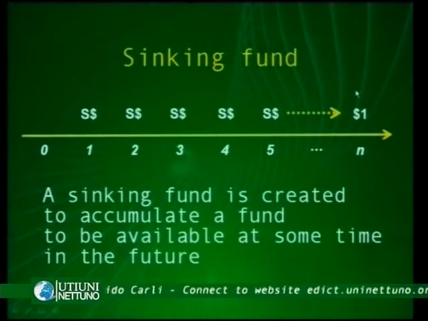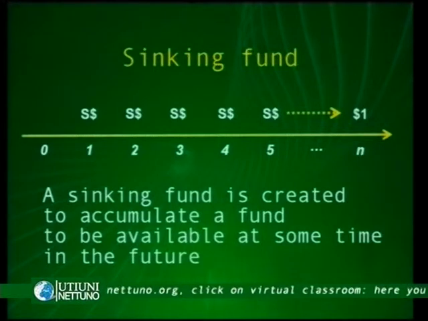So in order to calculate the annual payment that you have to make in order to get the intended sinking fund at the end of period n, you also have to account for the return that you will earn on the payment that you make over time.